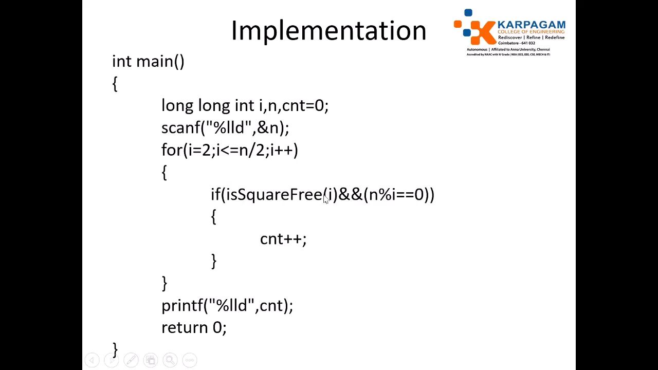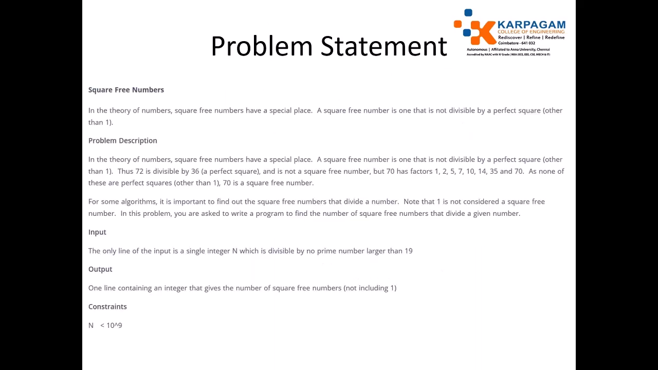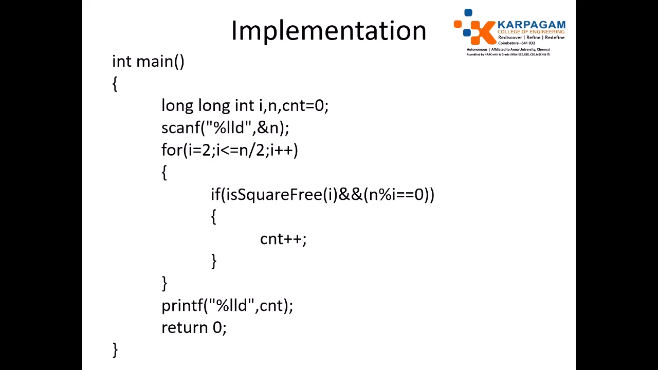Now I need to identify the number of square free numbers which divide the particular number. For this purpose, I get the input from the user and iterate from 2, don't use 1, because 1 is not considered a square free number according to the problem. So you start from 2 and you can check up to n by 2 only. No need to check up to n. First take 2 and check whether it is a square free number.